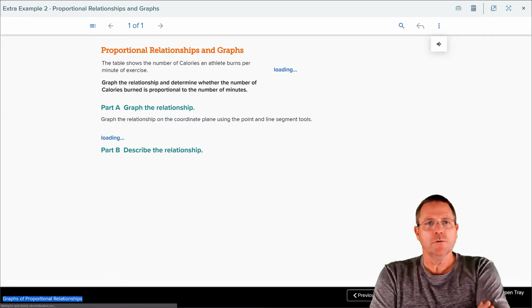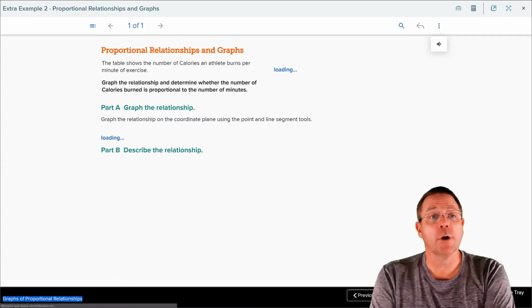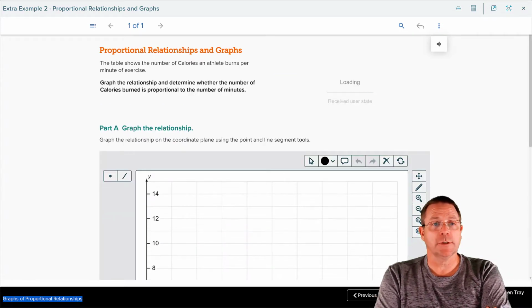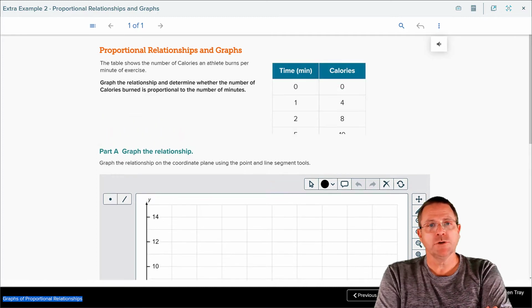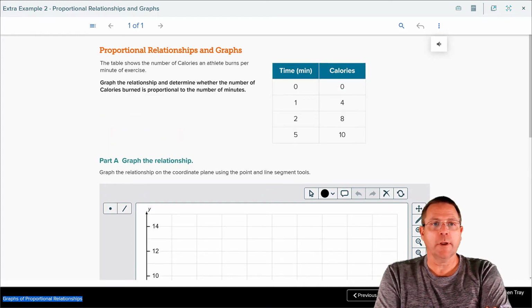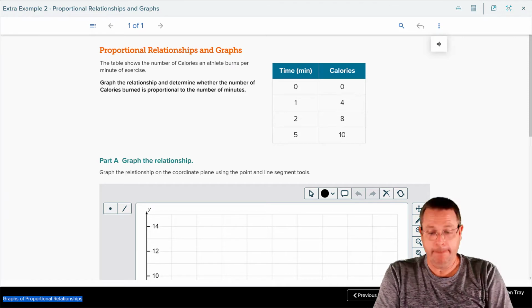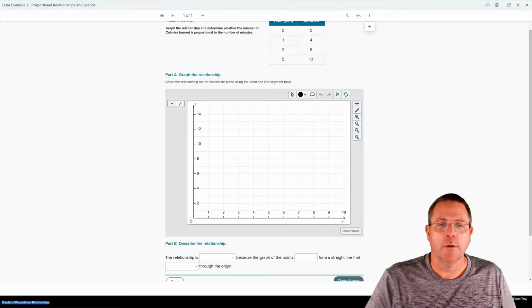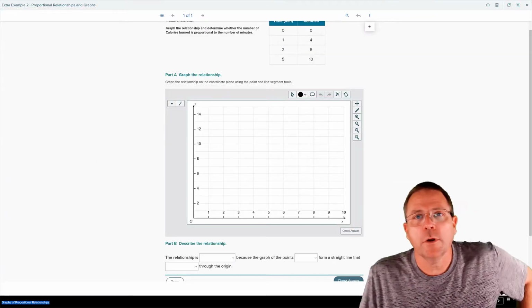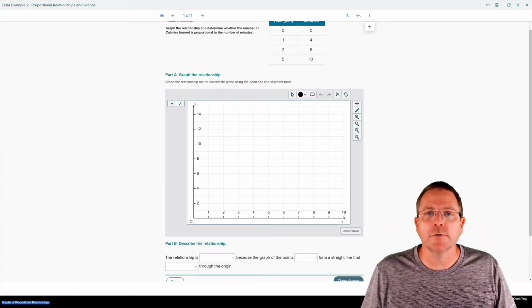The table shows the number of calories an athlete burns per minute of exercise. Graph the relationship and determine whether the number of calories burned is proportional to the number of minutes. Pause the recording and do that, and then we're going to come back and check what you did. I made it a little bit smaller for you, so if you're not working off a device, you can see all parts of the question.